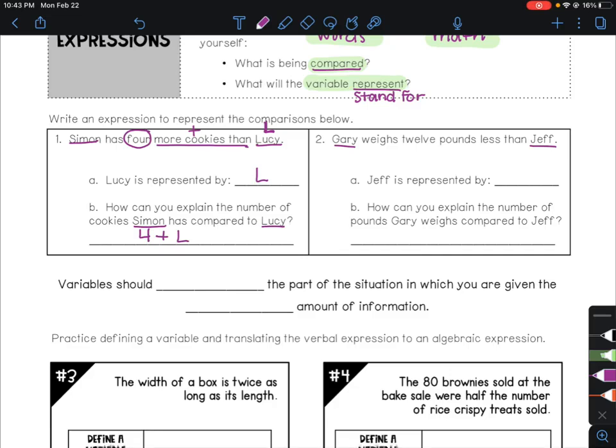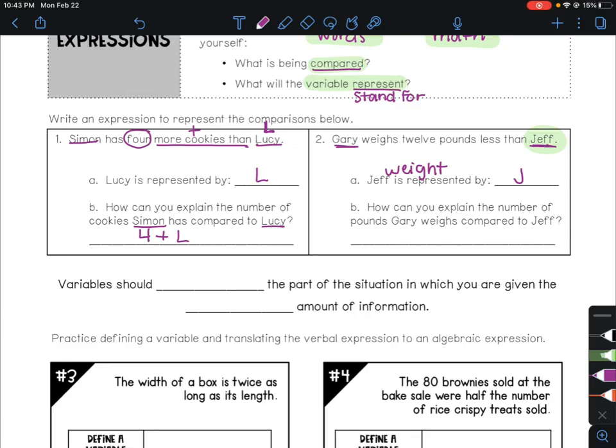Now for number 2, Gary weighs 12 pounds less than Jeff. So I already underlined Gary and Jeff as the 2 people being compared here. And again, just like before, Gary weighs 12 pounds less than Jeff. We have to know Jeff's weight before we can figure out Gary's. So let's write Jeff, or his weight, as our variable. So Jeff, specifically his weight, is represented by J.